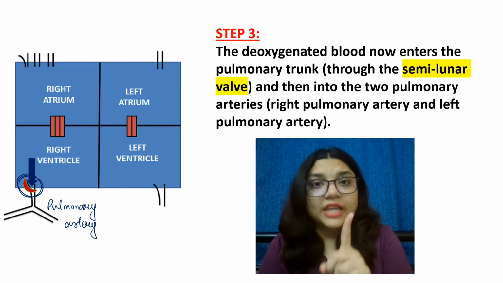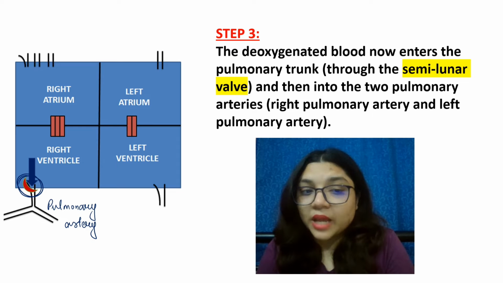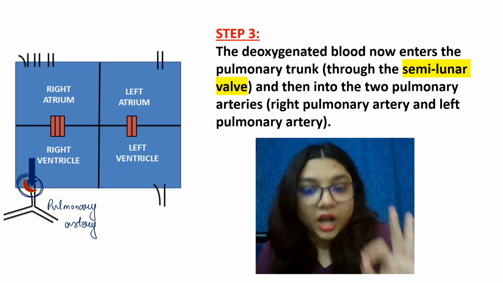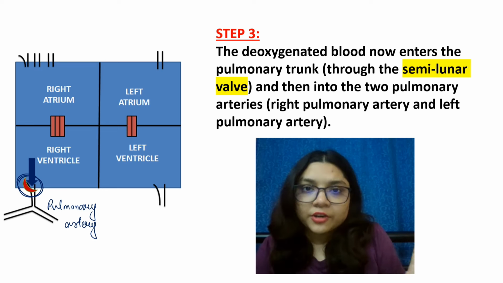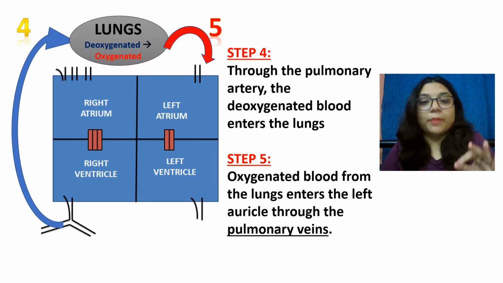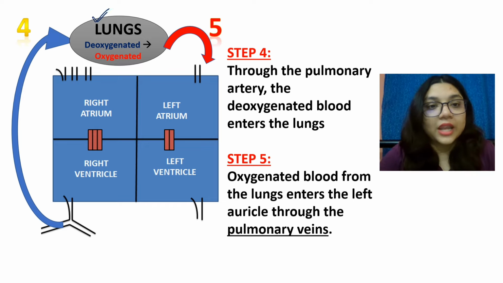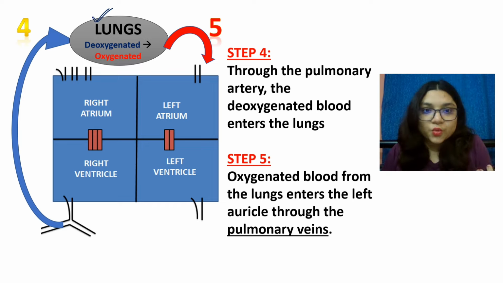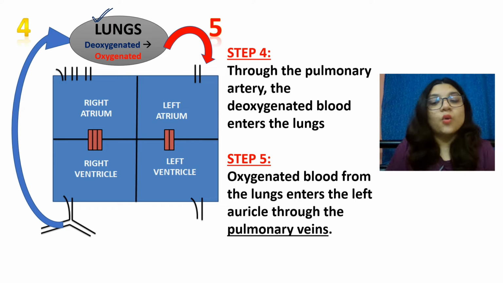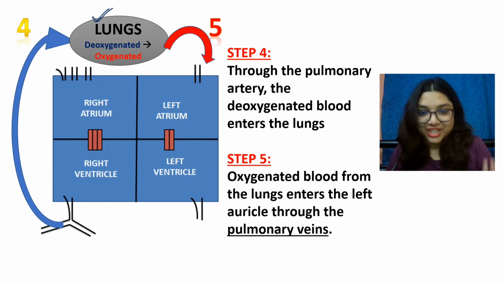It will prevent the backflow of blood from the pulmonary artery to the right ventricle. Okay. Now, where is the deoxygenated blood right now? In the pulmonary artery. What does the pulmonary artery do? Step 4. The pulmonary artery carries this deoxygenated blood into the lungs. What will the lungs do? They will oxygenate the blood. That is, the deoxygenated blood will get converted to oxygenated blood.